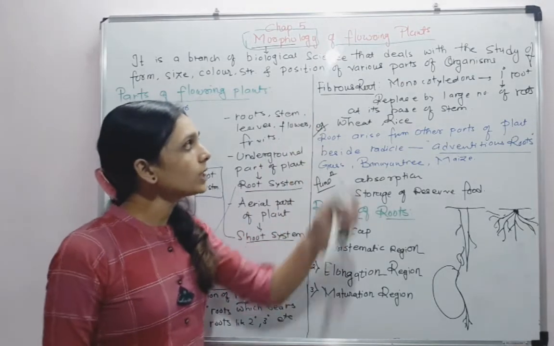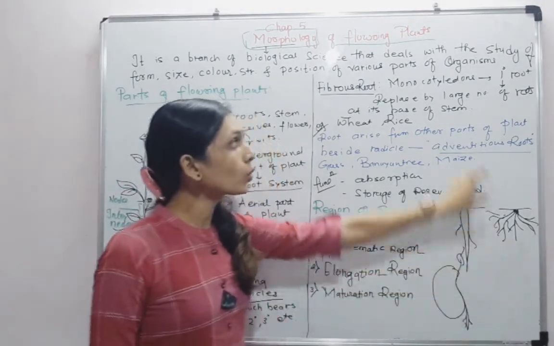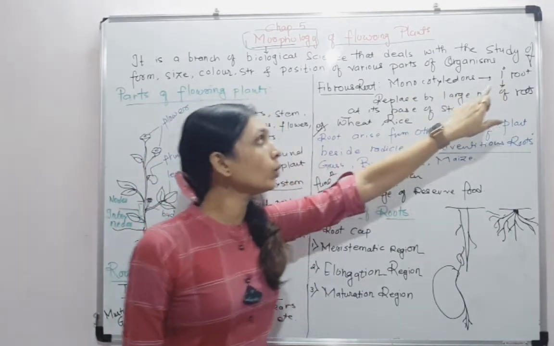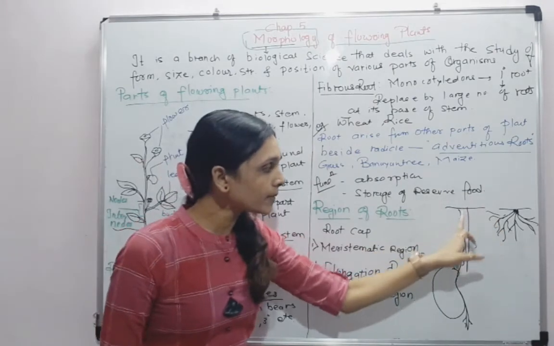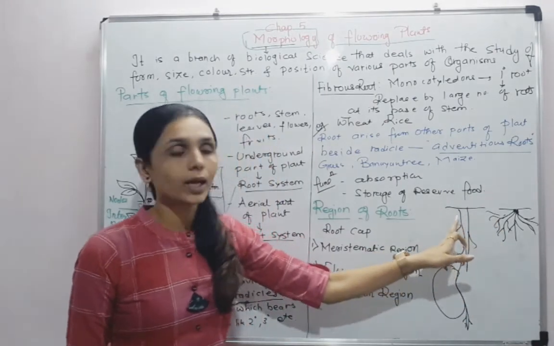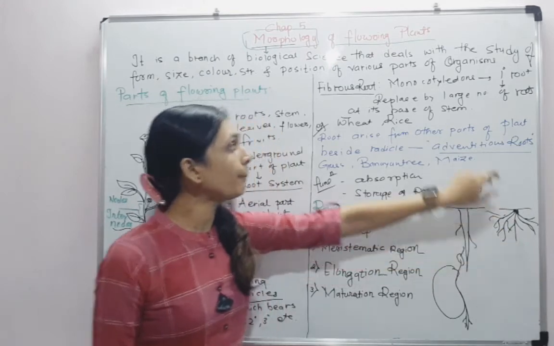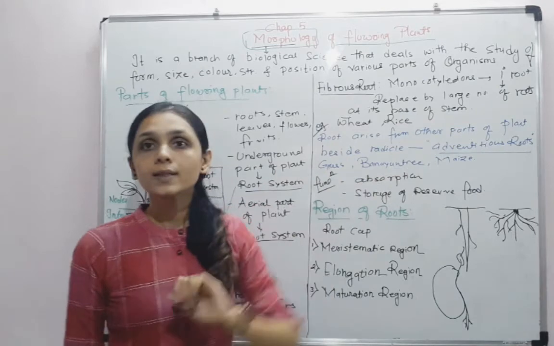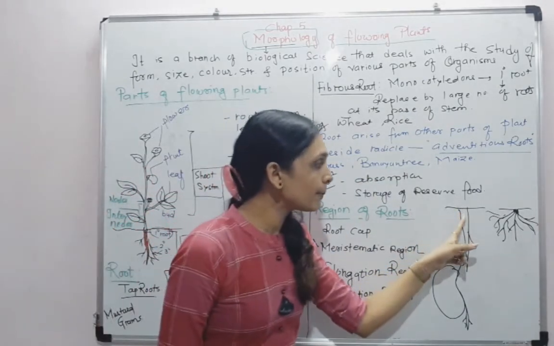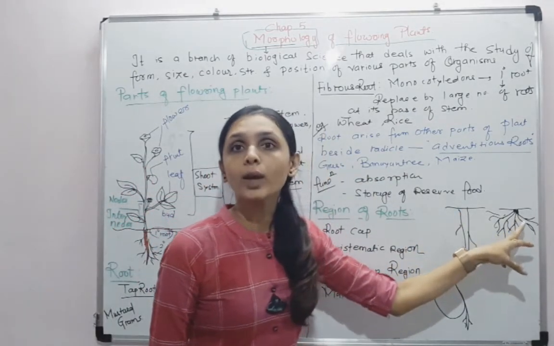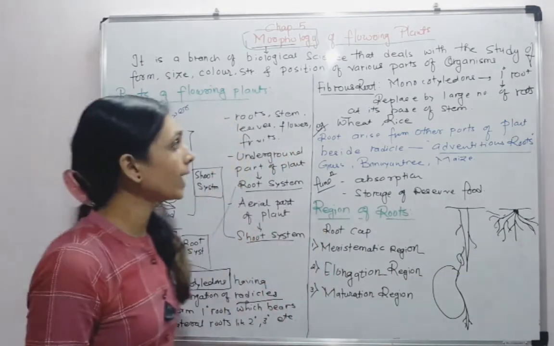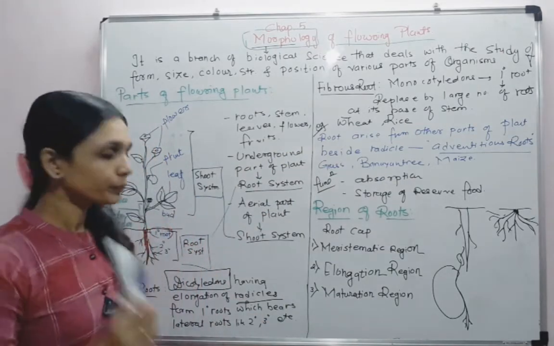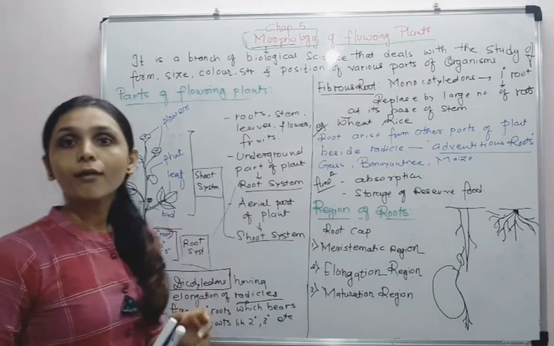The second one is the fibrous root. Only monocotyledonous plants have fibrous roots. They don't have any main root like a primary root. The primary root is replaced by a large number of roots found at the base of the stem. Examples of monocots are wheat and rice. So that is the taproot and fibrous root.